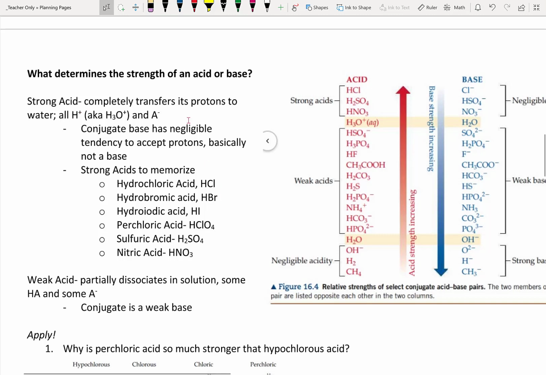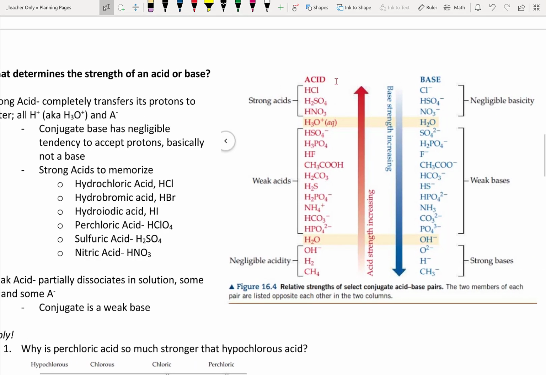Now, the conjugate base of a strong acid, well, the reverse reaction doesn't really happen. So it's not really a base. It's basically a very bad base. For example, if you look up here, HCl, a strong acid's base is Cl minus. And it's just not a very good base. It's not very good at accepting protons, because then it would become HCl and it would just break apart again.